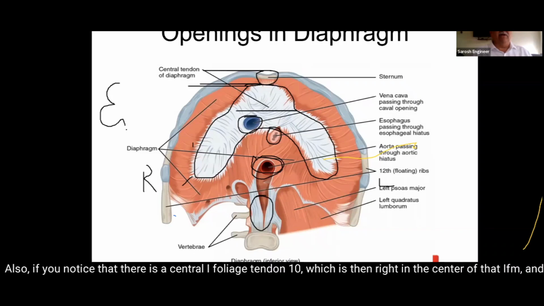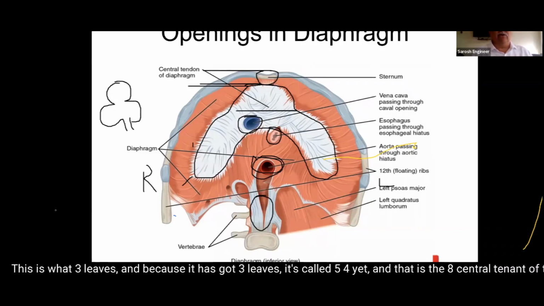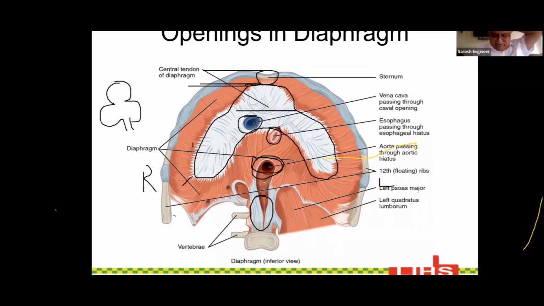You must have seen something like this in the playing cards. This has got 3 leaves, and because it has got 3 leaves, it's called trifoliate. And that is the trifoliate central tendon of the diaphragm. That is the insertion of the diaphragm.